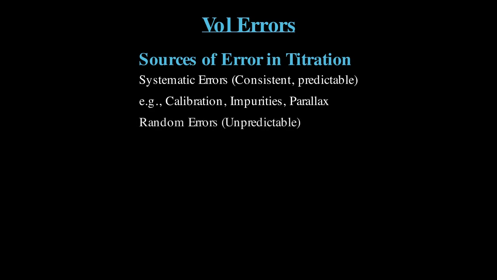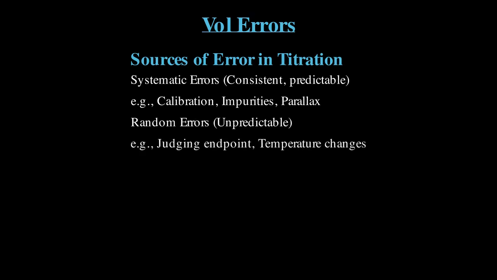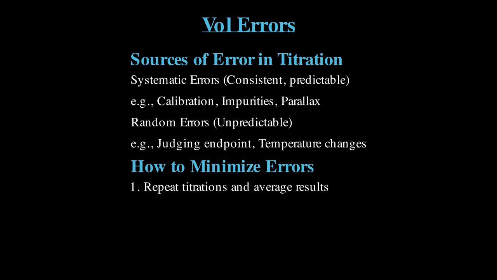The second category is random errors, which are unpredictable. These can arise from difficulty in judging the precise color change at the endpoint, or from minor temperature variations. To minimize these errors, you should always perform repeated titrations and average the results, use scrupulously clean glassware, and select an indicator that changes color close to the equivalence point.